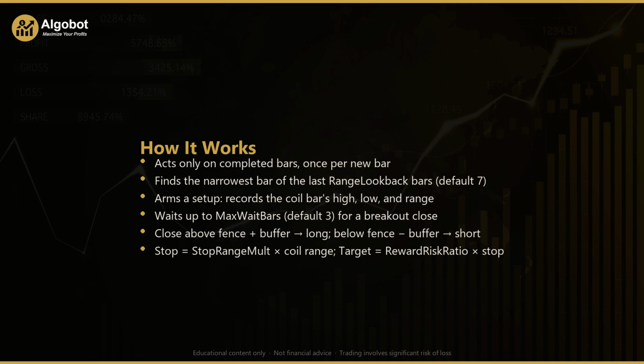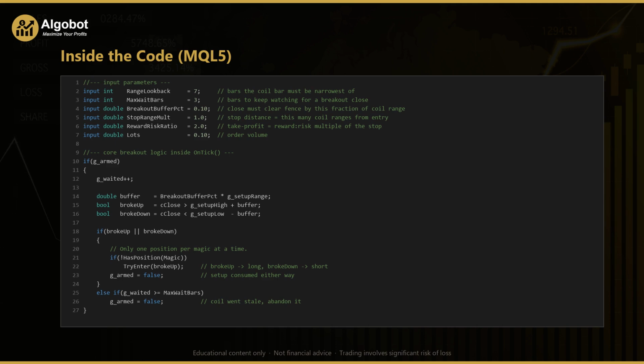Both the stop and the target are attached the very moment the trade opens, so every position is fully defined from the start. Let's look at the actual MetaQuotes language code that runs inside MetaTrader 5. At the top, you can see the input parameters. These are the dials you can adjust in the EA's settings.